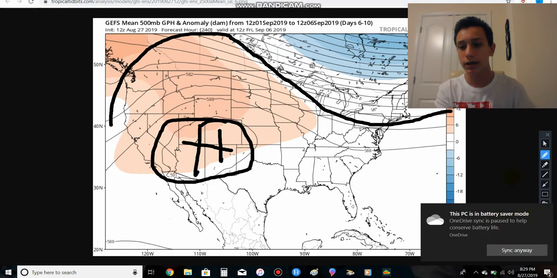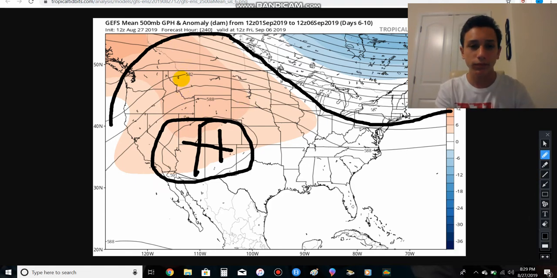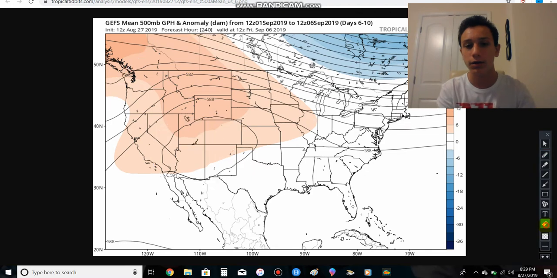Battery saver mode looks like it got activated there. Okay, so the screen got a little darker. That's okay, though, we can still see. But warm and dry air is probably going to take over the western United States for September 1st to the 7th. And then a little troughing over the east, although major troughing is going on up in Canada.